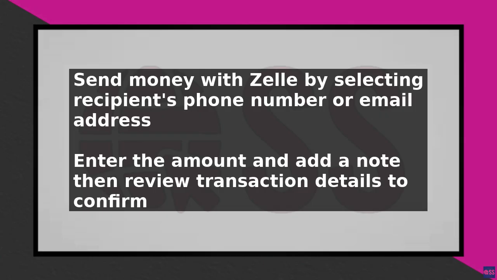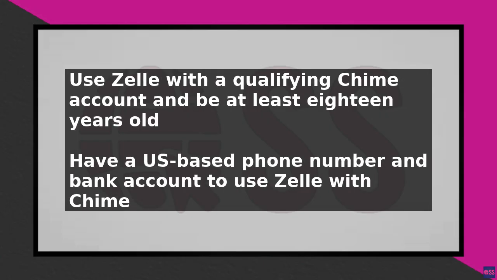It is essential to note that to use Zelle with Chime, you need to have a qualifying Chime account, such as a Chime spending account or a Chime checking account, and you must be at least 18 years old. Additionally, you need to have a US-based phone number and a US-based bank account to use Zelle.